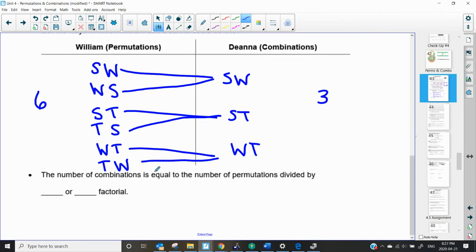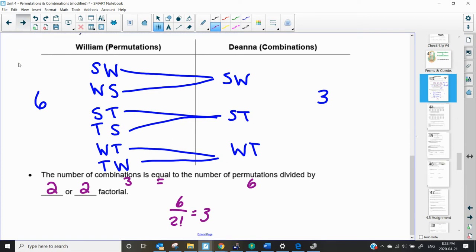So if we look at the number of combinations and the number of permutations, the number of combinations we had here was 3. And that's equal to the number of permutations, which is 6, divided by 2. So 6 divided by 2 is 3, which is also the same as 2 factorial. So 6 divided by 2 factorial gave us 3.